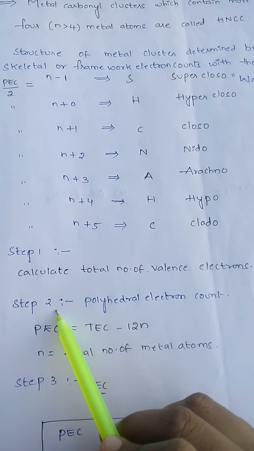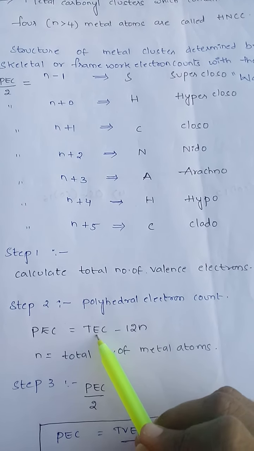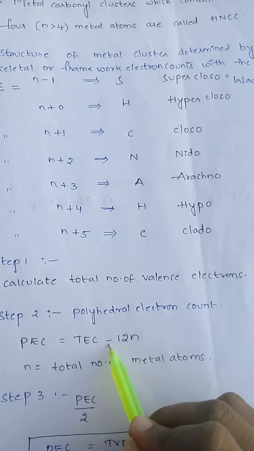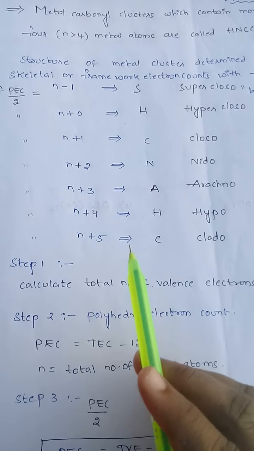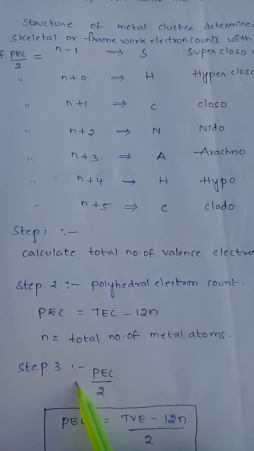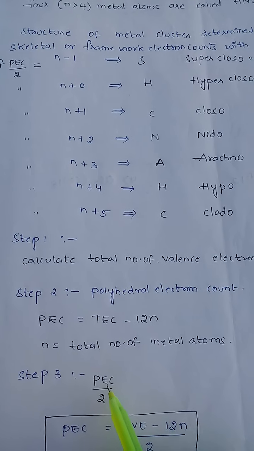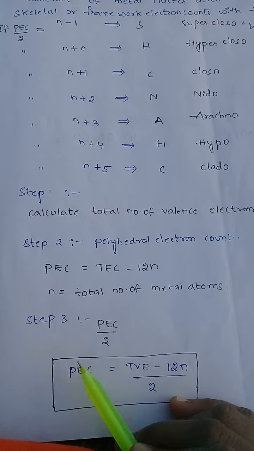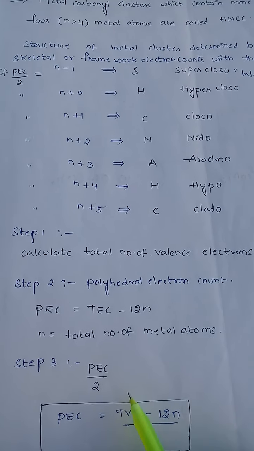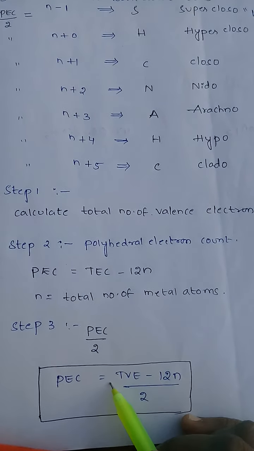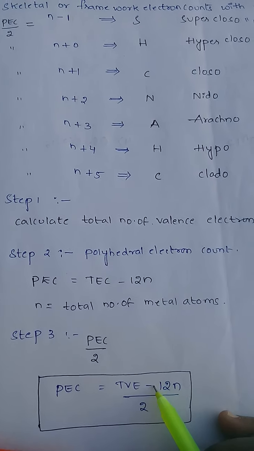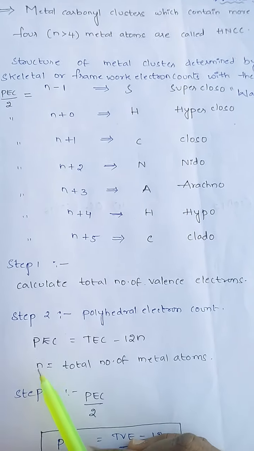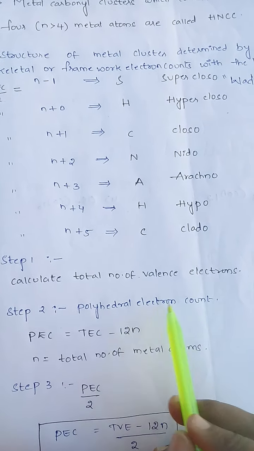In the second step, the total electron count means total valence electrons minus 12 into n, where n means the number of metal atoms. In the third step, polyhedral electron count by 2. So the formula to determine the structure of the metal cluster is PEC equals total valence electrons minus 12 into n, by 2. PEC means polyhedral electron count.